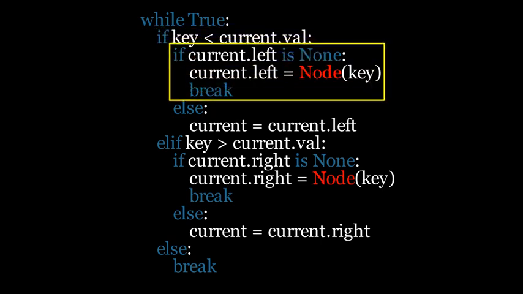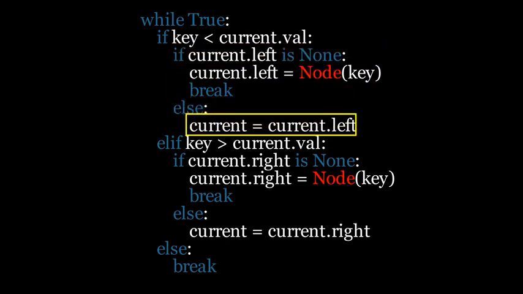If the key is less than the current node's value, we check if there is a left child. If there isn't, we create a new node with the key value and assign it as the left child. If there is a left child, we move the current pointer to the left child and continue the comparison.